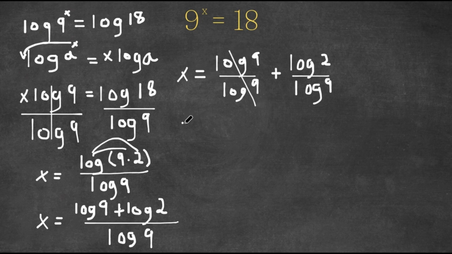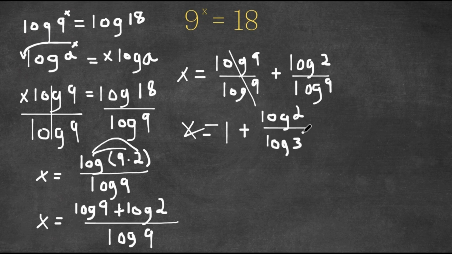Now these two cancel out, so we get x is equal to 1 plus log 2 over log, and I'm going to replace the 9 with 3 squared. Now remember, we're going to use the same property that we used over here, and I'm going to move the 2 to the front. So I'm going to move it right over here.